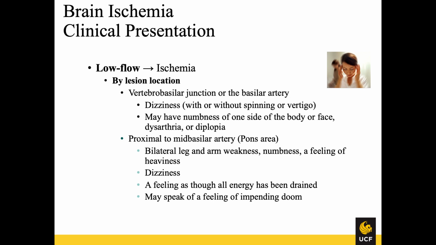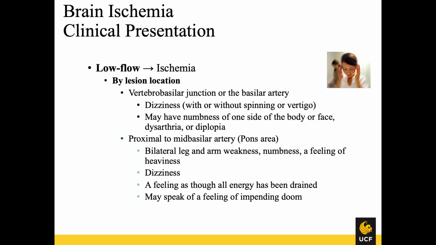Vertebral basilar junction, or the basilar artery, you're going to see things like dizziness with or without spinning, or vertigo. Remember that dizziness is I'm spinning, and vertigo is everything around me is spinning. So that's one of the ways to differentiate between dizziness and vertigo. You may have numbness of one side of the body or face, dysarthria, or diplopia, all occurring if you've got an occlusion here in the vertebrobasilar junction or the basilar artery.